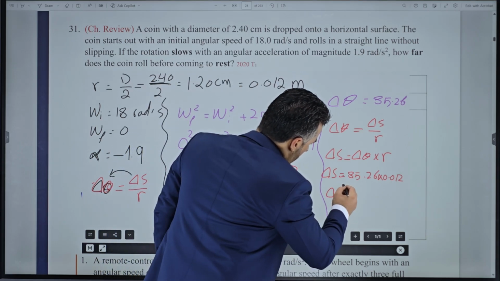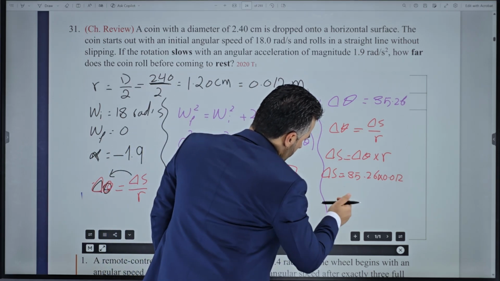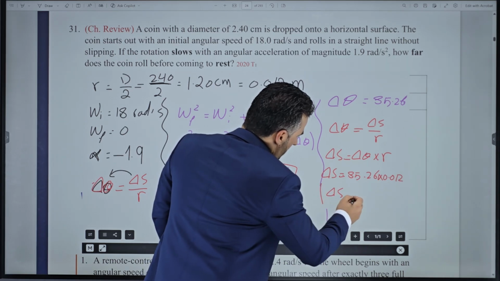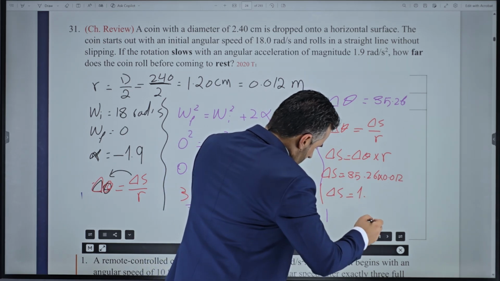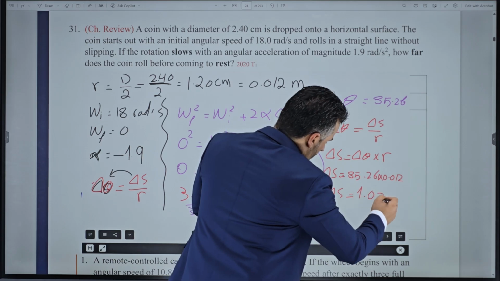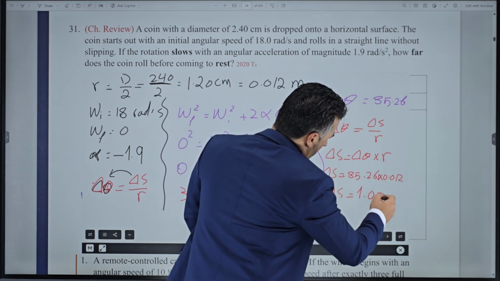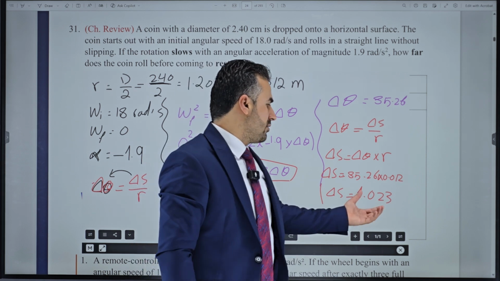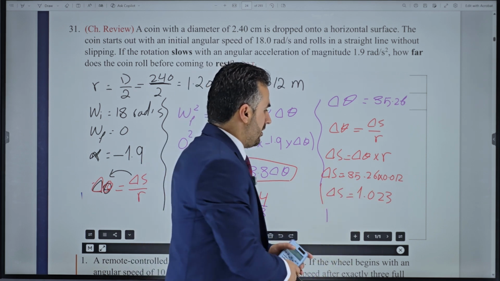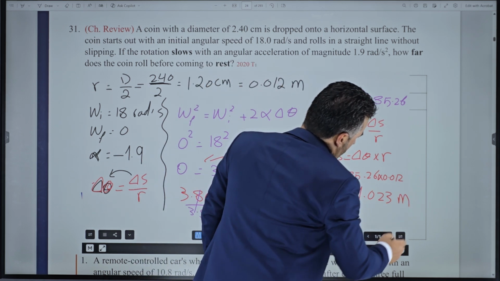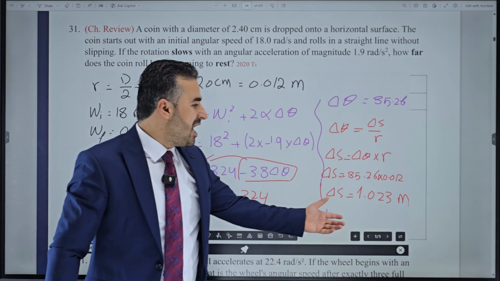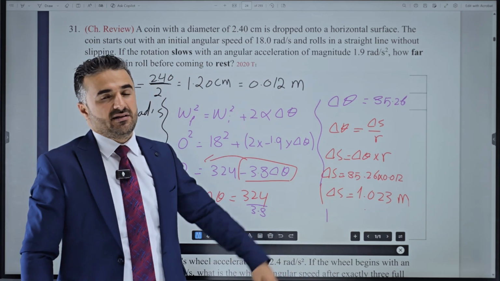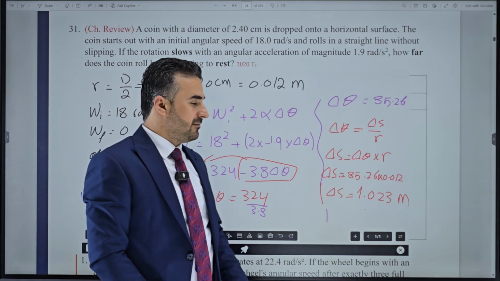So we'll say the arc length is equal to 1.02315 or whatever. I think we'll just write up to this point. Even though these are a lot of digits, you could have just written 1, that would be fine. And this is, of course, going to be in meters. This is how far the coin rolls given the circumstances that we have.